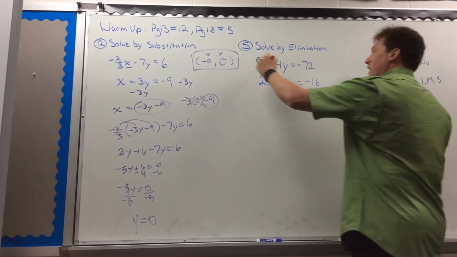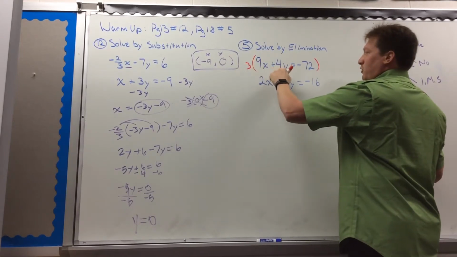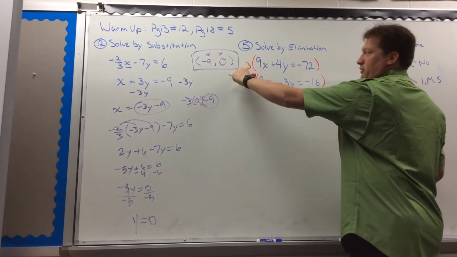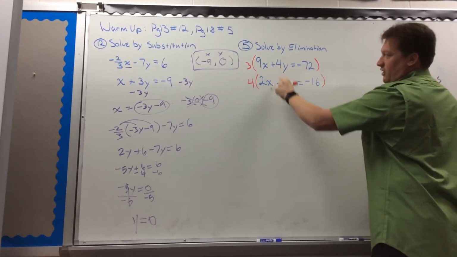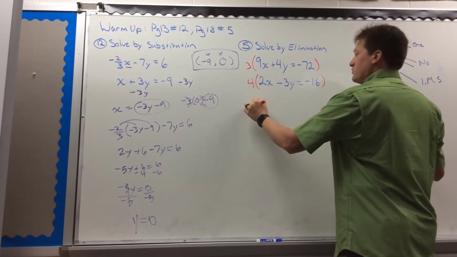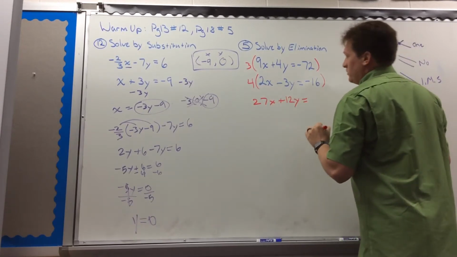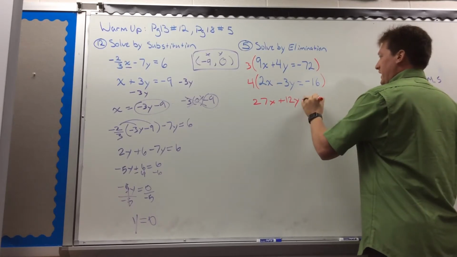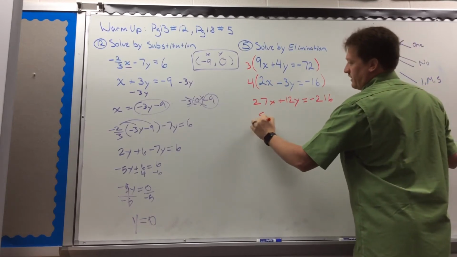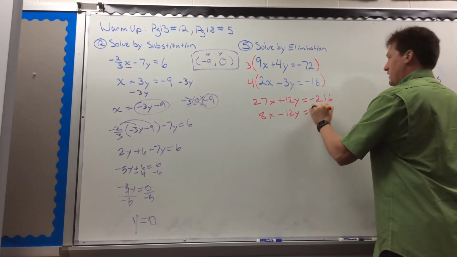So that means I'm going to multiply this equation right here by a 3 to get that 4 to become a 12. And then this equation I'm going to multiply by 4. These both are going to be positive because the signs are already opposites of each other. So then I'm going to use distributive property. I get 27x plus 12y is equal to negative 216. And then here we have 8x minus 12y is equal to negative 64.